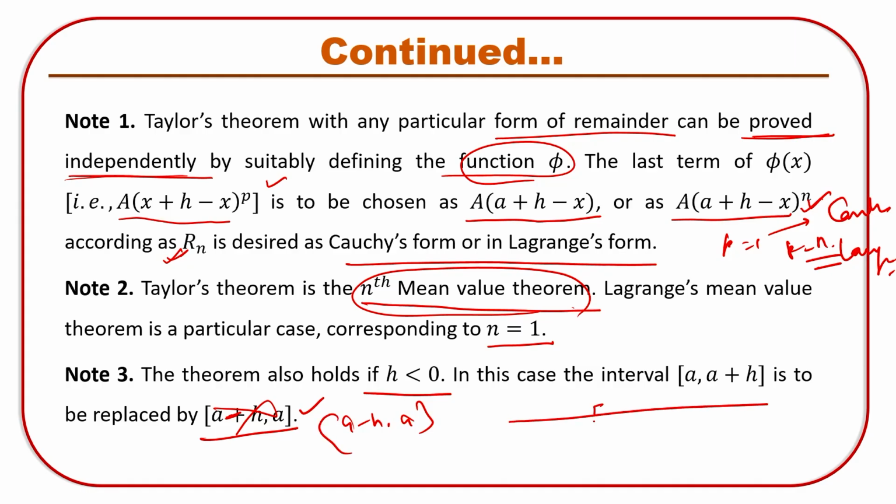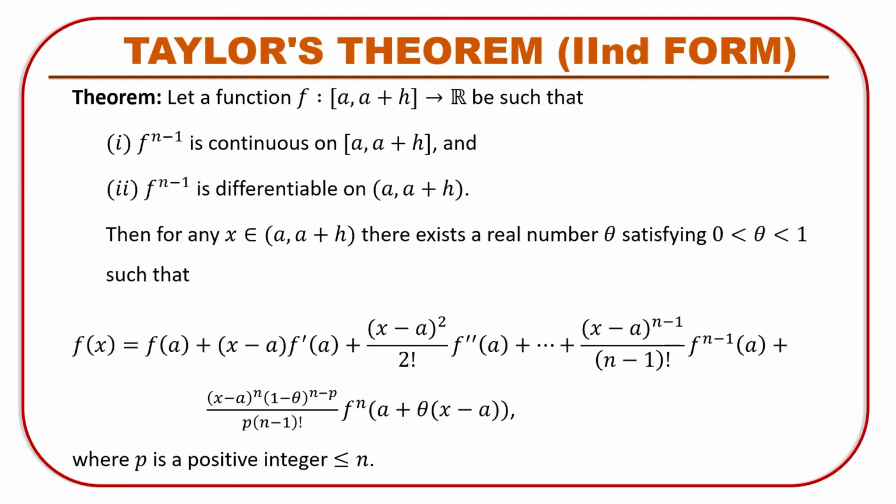We have done this one, right. Here a to a plus h, and if it is the remainder, then here a to a minus h. This is the thing, right. So, Taylor's theorem in another form, we call it the second form.